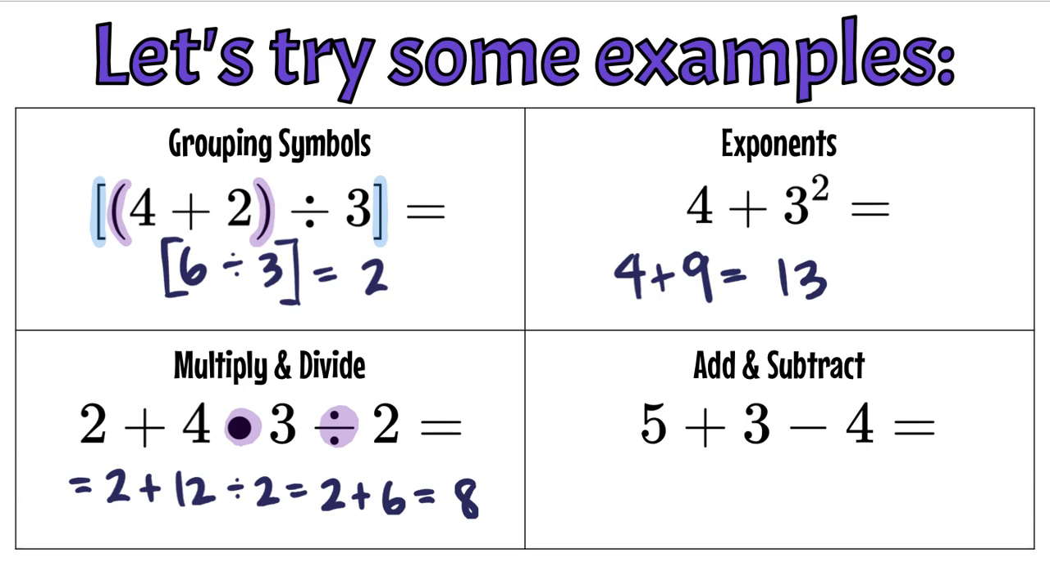Lastly, adding and subtracting. In our last example, 5 plus 3 is 8, minus 4. Rewriting it since we didn't simplify it, 8 minus 4 is equal to 4.